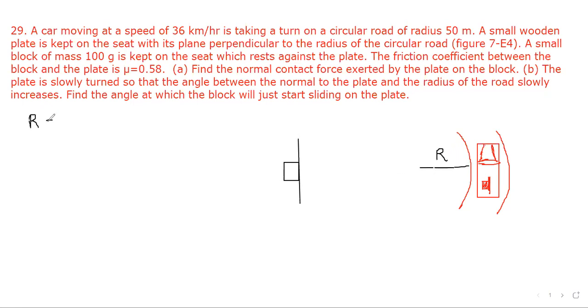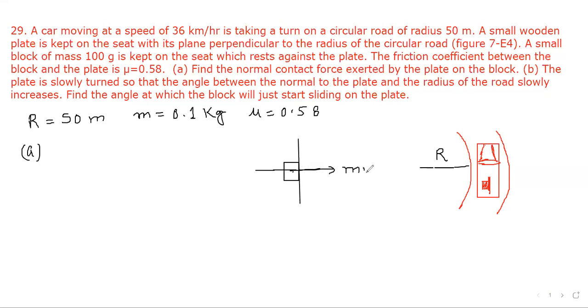So in our question, radius is given as 50 meter. Mass of block is given as 0.1 kg. And the friction coefficient mu is given as 0.58. So case number 1, we are going to discuss. Here, there will be normal reaction. In this direction, there will be centripetal force, which is equal to centrifugal force. This is centrifugal force, which is outward, and normal will be in this direction.